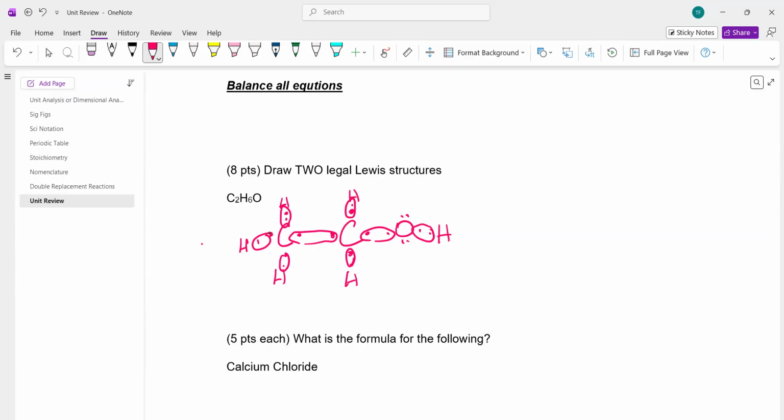Okay, so that would be one. And this is one I went over in lecture. This is ethanol. You don't need to worry about the name of it, just that this is the structure. Then the next step you do is you put in the lines.